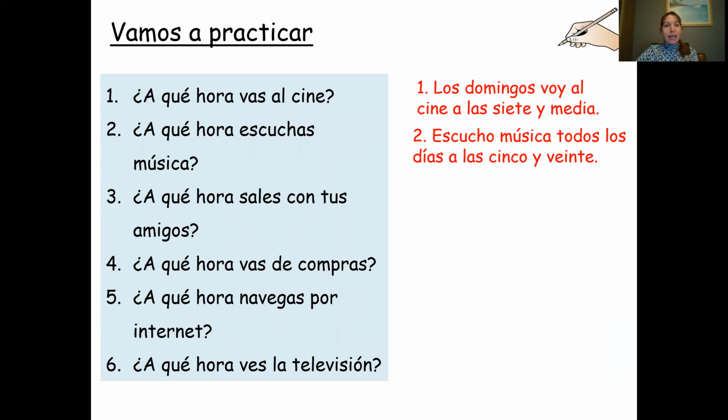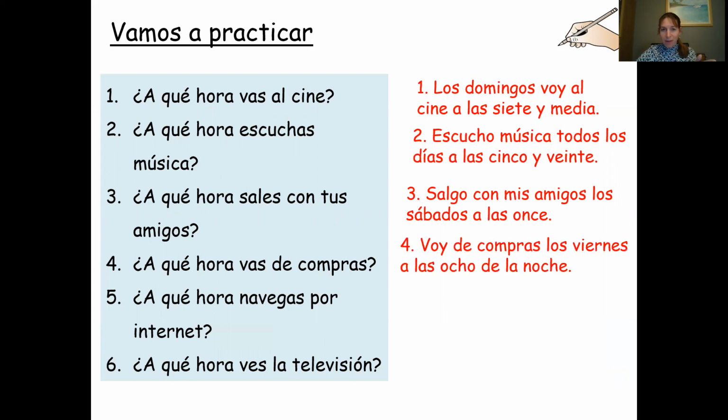Número 3. ¿A qué hora sales con tus amigos? What time do you go out with your friends? Salgo con mis amigos los sábados a las 11. I go out with my friends on Saturdays at 11 o'clock. This is all made up and that's absolutely fine.